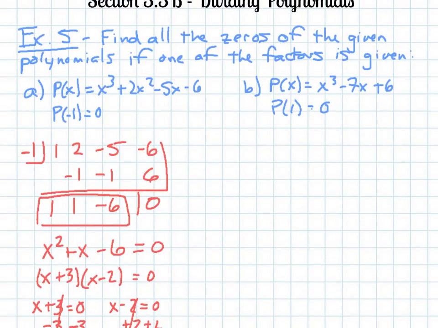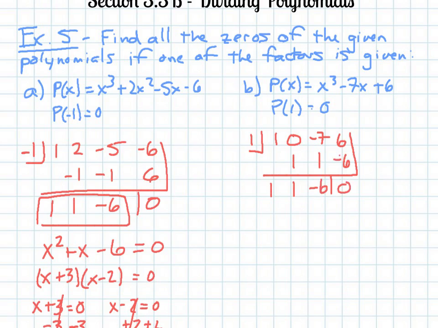Example B, similar. Here they say that 1 is a factor. Now notice that you have x cubed minus 7x plus 6. You're missing the coefficient for the x squared, so you'd say 1, 0, negative 7, 6. Okay? Add down, get you 1. Multiply, get you 1. Add down, get you 1. Multiply, get you 1. Add down, get you negative 6. Multiply, get you negative 6. And then add down, get you 0. So here, it looks like we're going to have the same polynomial just by happenstance.